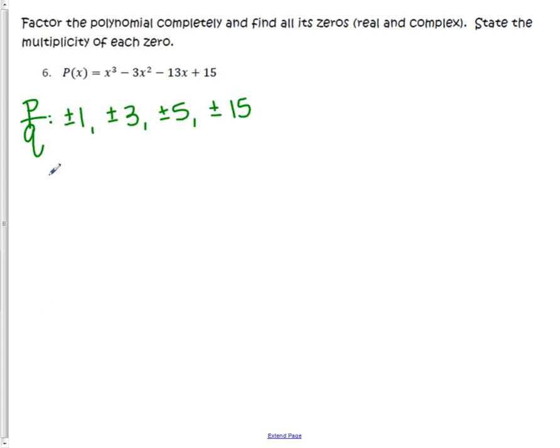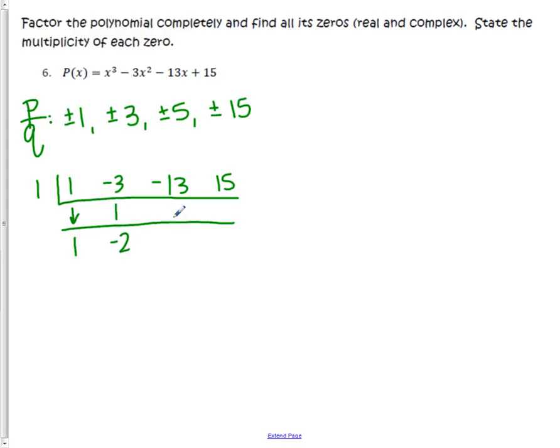And there are quite a few that you would be trying out, and you could try out any of them in any order, and you could plug them in to see if they're a 0, or you could use synthetic division. So if I use 1, I'm going to use synthetic division. So 1, negative 3, negative 13, and 15. We're hoping for a 0 remainder. So if I bring down the 1 and multiply it, we get negative 2. So this is negative 15. So that's negative 15, which means our remainder is 0.